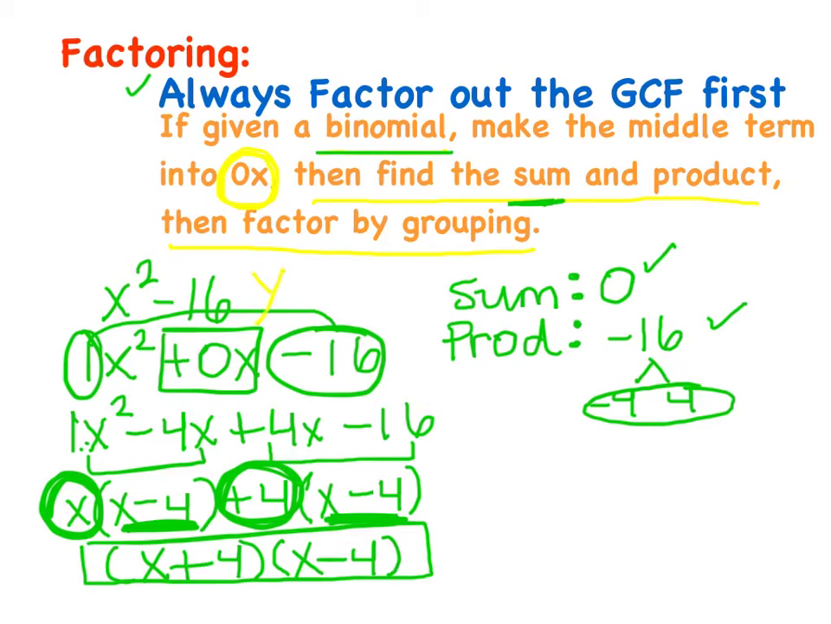Remember that when you want to check this, you can do it 2 ways. Probably the easiest way for you to check is to plug the original problem into y1, plug the answer into y2, and you want to make sure that the tables match. That will tell you that you factored it correctly. The way you can do this without your calculator is to take the x plus 4, x minus 4, and multiply it out like how we did last unit, and you should get your answer, which is x squared minus 16.